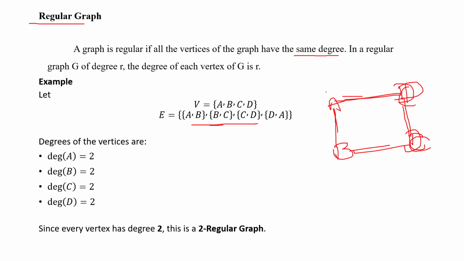Now what is the degree? Degree of A is 2, degree of B is 2, degree of C is 2, degree of D is 2. Since every vertex has degree 2, this is a 2-regular graph.